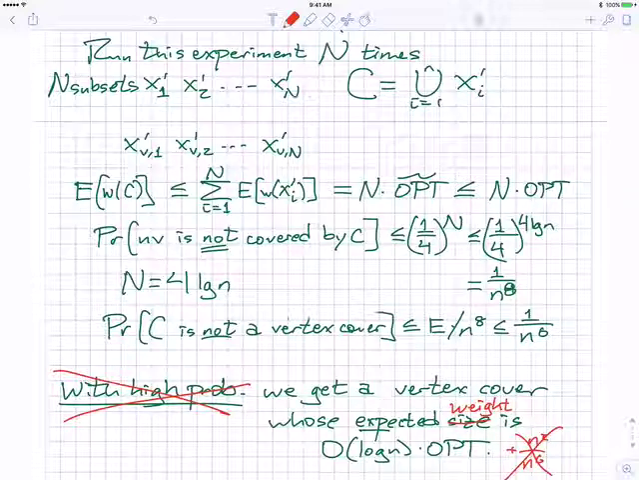Okay. Sorry, how do you get the analysis from 1/4 to the 4 log n to being 1/n? 4 to the log n is n squared. 1 over n squared to the 4th is 1 over the 8th. That's it. It's just math.